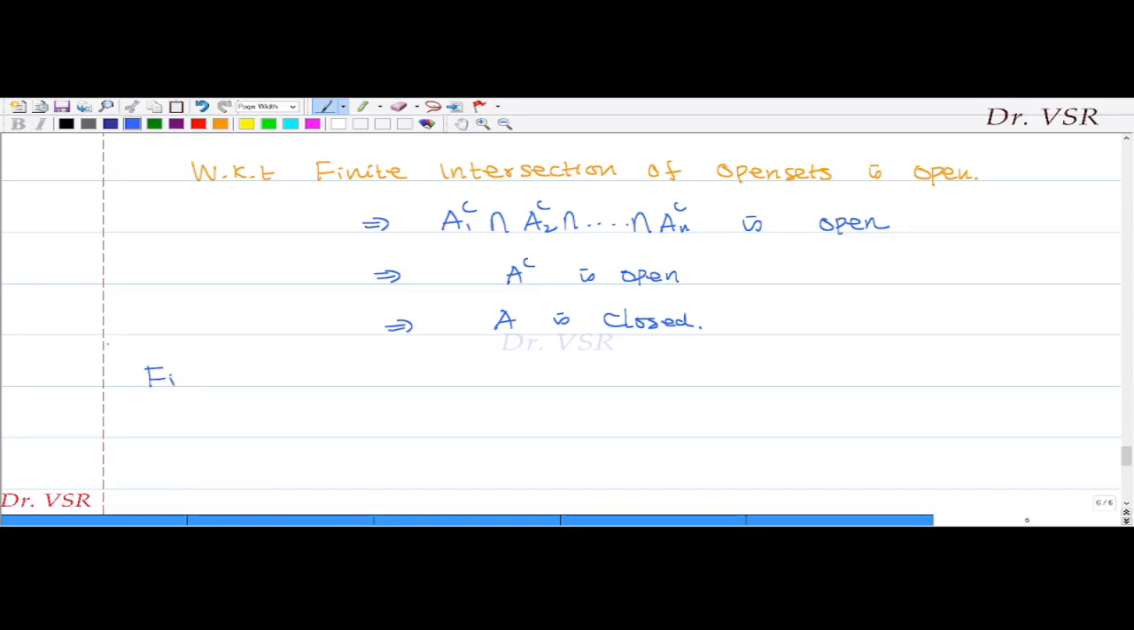Thus, a finite union of closed sets is closed.